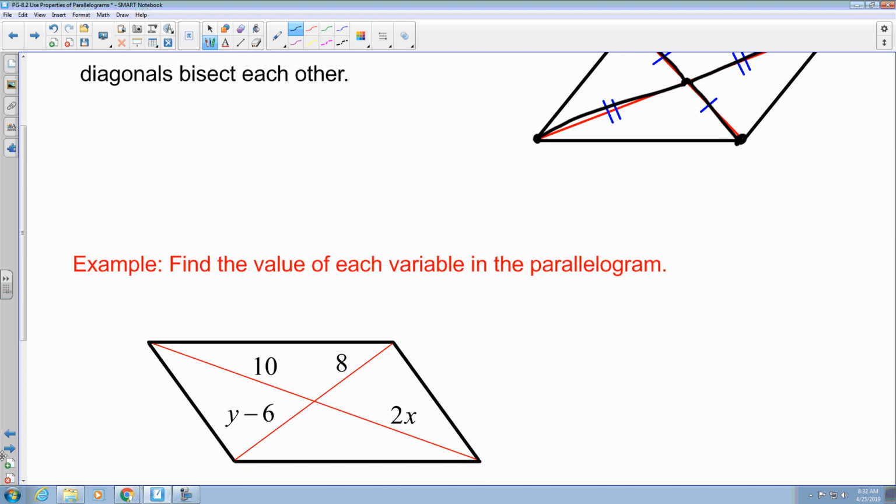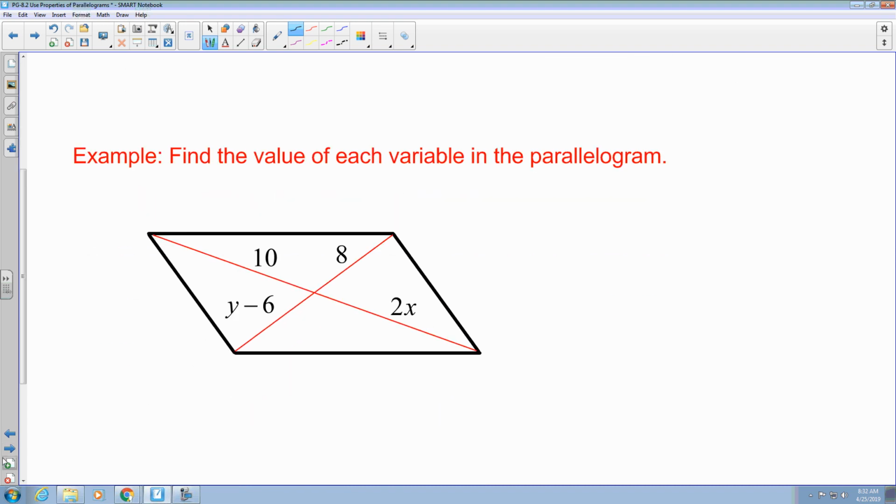So with that information, we can use that to help us find the value of each of the variables in the parallelogram. Not only do we have this new information that things bisect, but we also know about the previous characteristics from the first page. So we can say that from here to here is 10, and here to here is 2x. Well, we know it's a parallelogram, so we know that those two line segments bisect.